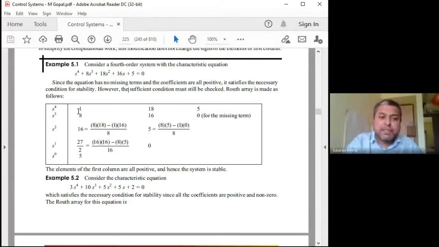That means if the first and second elements are positive, and the third, fourth and fifth are all positive, then in this case, after forming this table, we have to say that in the first column of the Routh-Hurwitz table, all 5 elements are positive.